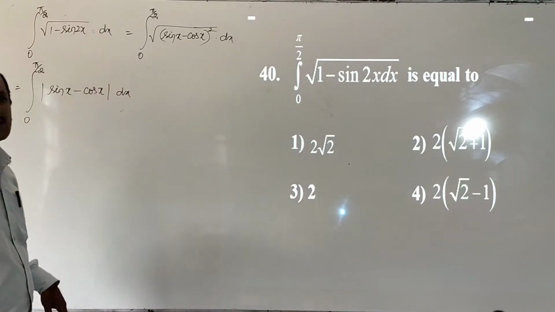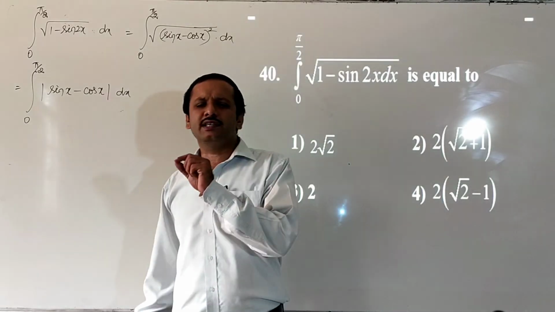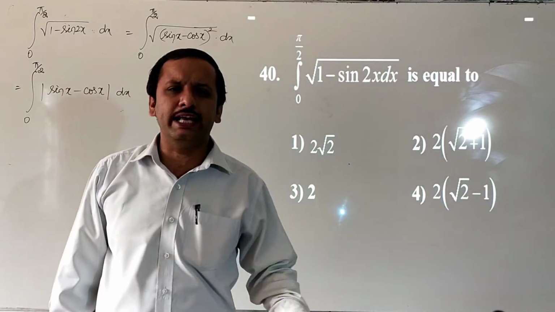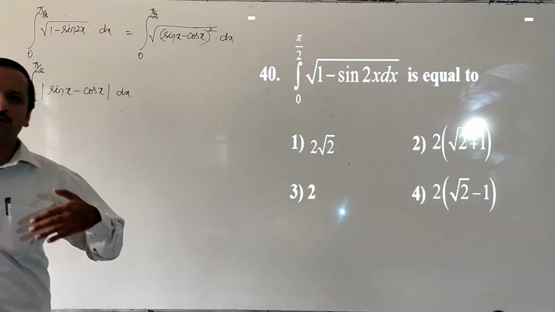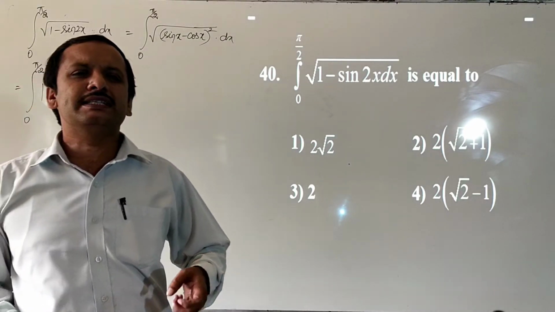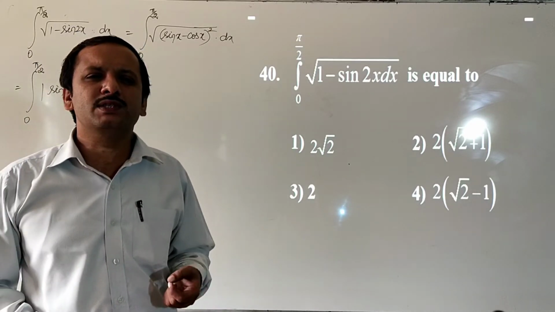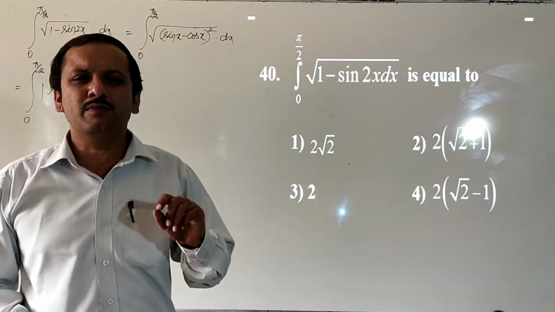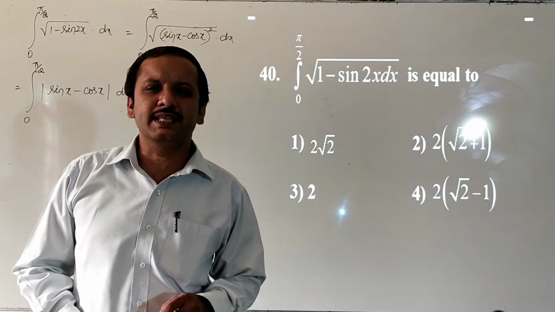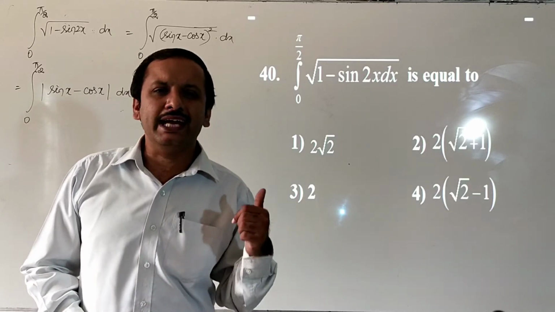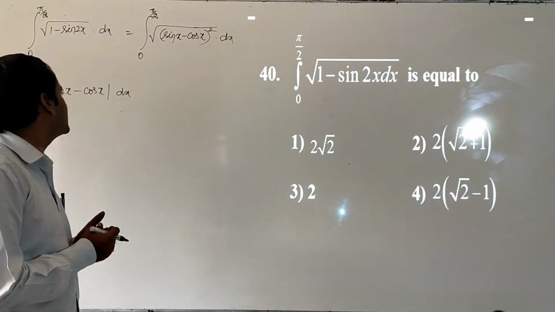Now whether it is sin x minus cos x or cos x minus sin x depends on whether sin x minus cos x is positive or negative. So here, between 0 to pi by 4, cos x is greater than sin x. Therefore, modulus of sin x minus cos x will become cos x minus sin x. And from pi by 4 to pi by 2, sin x is greater. Therefore, in that interval, mod sin x minus cos x will be equal to sin x minus cos x.